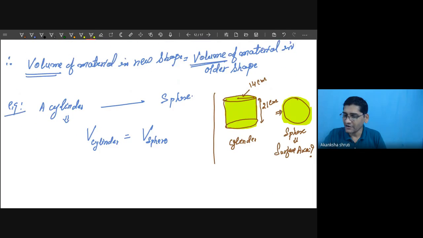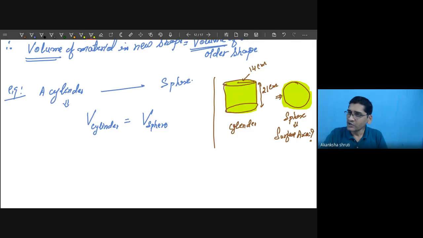The surface area of a sphere will be the same as the surface area of the cylinder. The volume of a sphere is the same as the volume of the cylinder. The radius of a sphere is the same as the radius of the cylinder. This way MCQs are framed and they are very easy. Only the volume remains the same. But volume remaining the same doesn't mean the radius remains the same, or that the surface area remains the same. Keeping the volume the same, the radius, surface area and other quantities may vary.